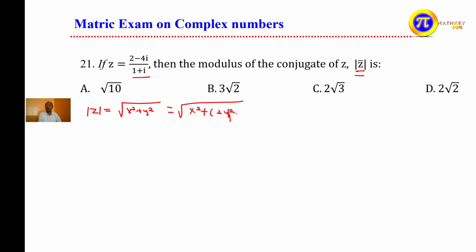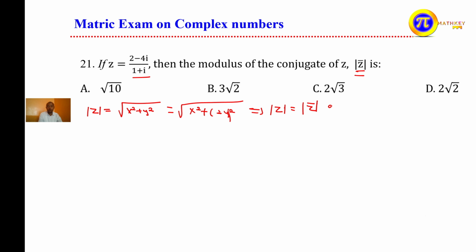Since negative y square is what? That is y square. This implies the modulus of z is equal to the modulus of its conjugate. Here we have the same. If that's so, there is no need of finding the conjugate of this complex number, since they have the same modulus.